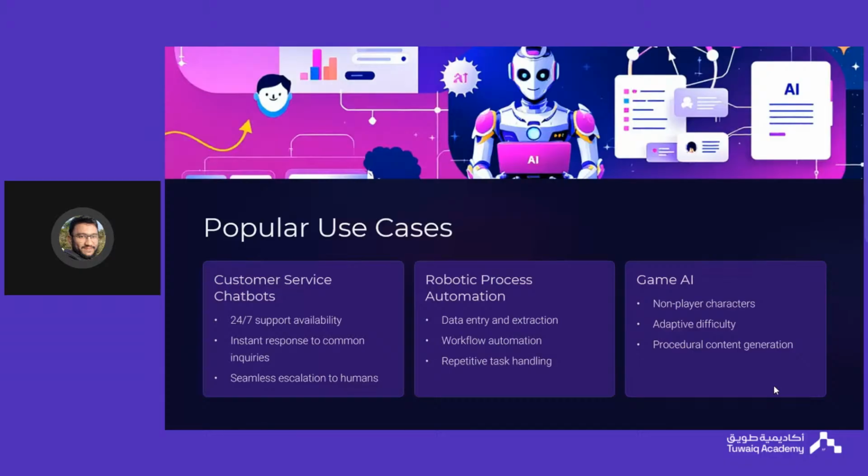Then we have robotic process automation: data entry and extraction, workflow automation, and repetitive task handling. Then, coming to game AI, rather than going into exactly what game AI is, for the future, non-player characters can bring a drastic change in gaming. Adaptive difficulty and procedural content generation are most of the new innovations in game AI with respect to AI agents.